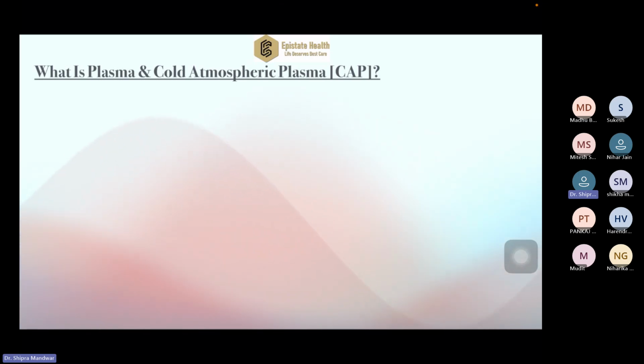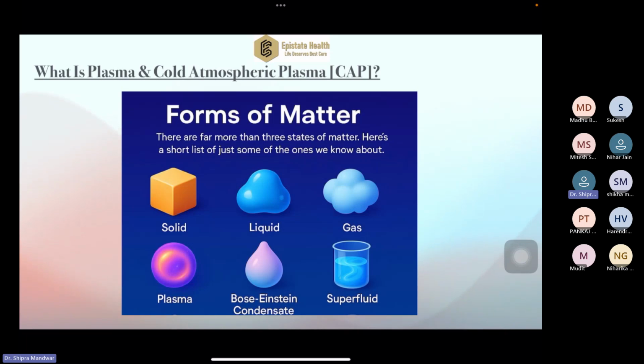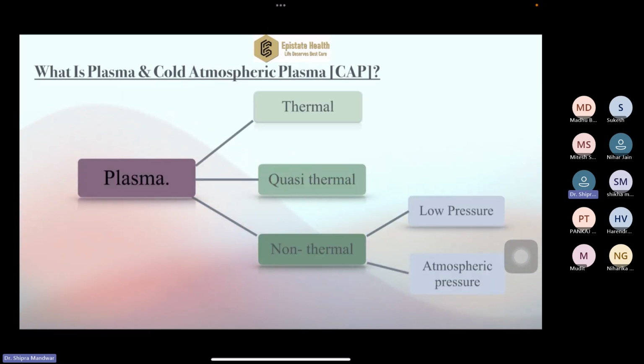What is cold atmospheric plasma? We know there are different forms of matter which exist, like solid, liquid, gas, plasma, the Bose-Einstein condensate, and the superfluid, which is recently added. Today, we focus on plasma. What is a plasma? It is a highly ionized, electrically stable gas. There are different kinds of plasma that exist in nature. It could be thermal, quasi-thermal, and non-thermal. Today, our focus is on the cold atmospheric plasma, which plays a very important role in the medical as well as dental field.